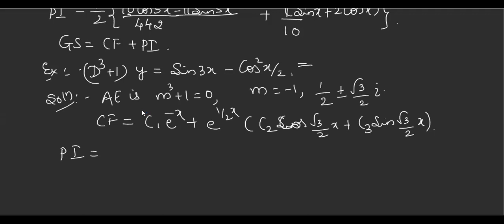Is there any problem with sine 3x? Can we apply the procedure by taking sine 3x as it is? Yes, sine 3x, we can apply case 2 directly. But what about cos square x by 2? Cos square x by 2 is problematic, isn't it? The procedure we have is for cos of ax plus b, that means the power should be 1. Am I right? Here the power is 2. Problematic is power 2.